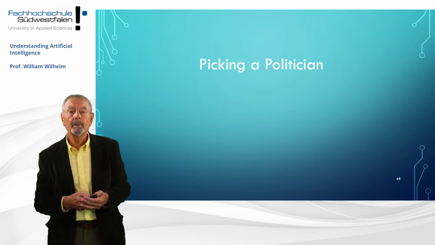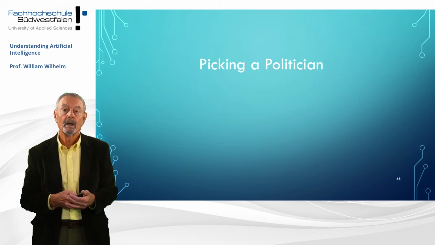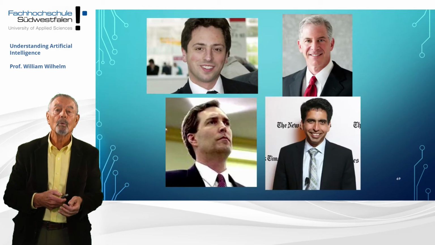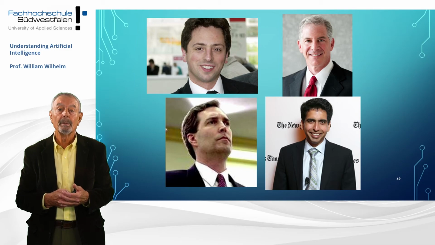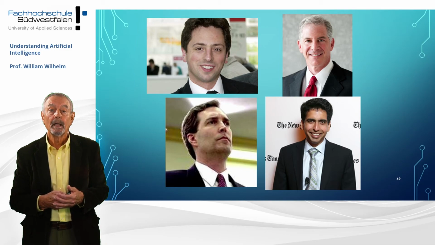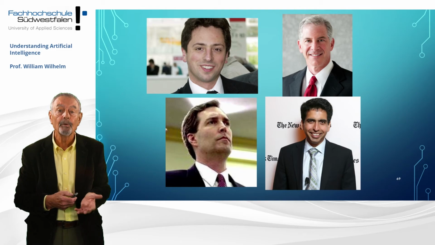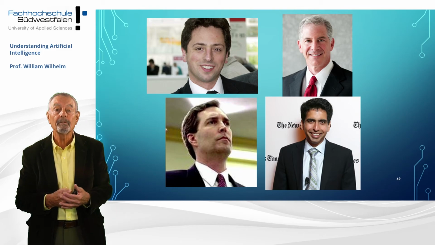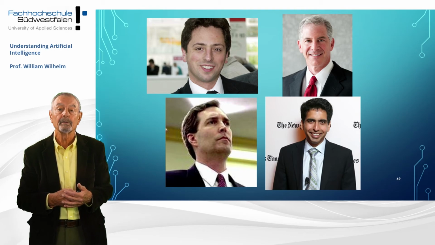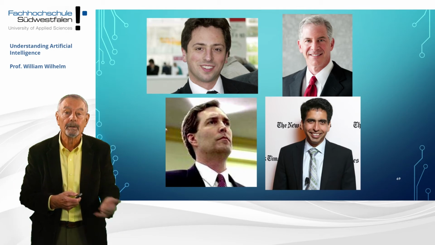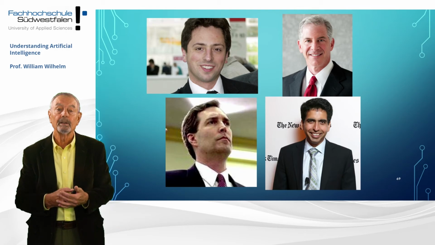So another example is picking a politician. Of these four men, which one do you think would make the best choice for political office? Most people pick the man in the upper right and the man in the lower left. In fact, both were crooks, caught up in the famous Enron fraud scandal in the United States in the early 2000s. But they both look good, like they'd make good politicians.